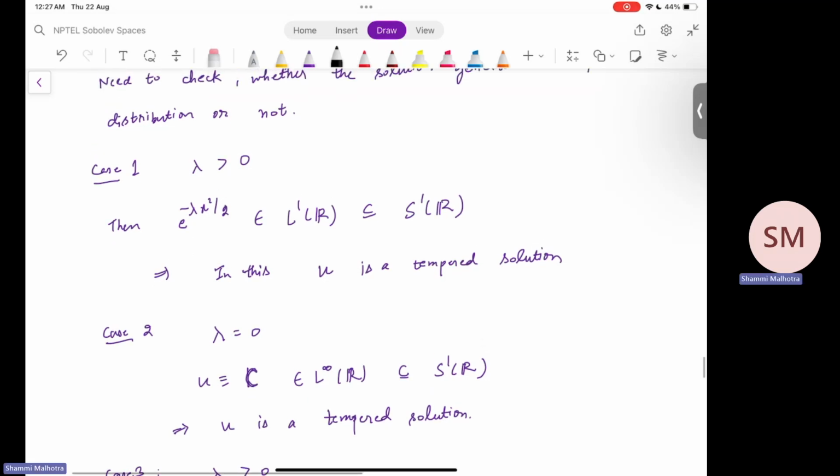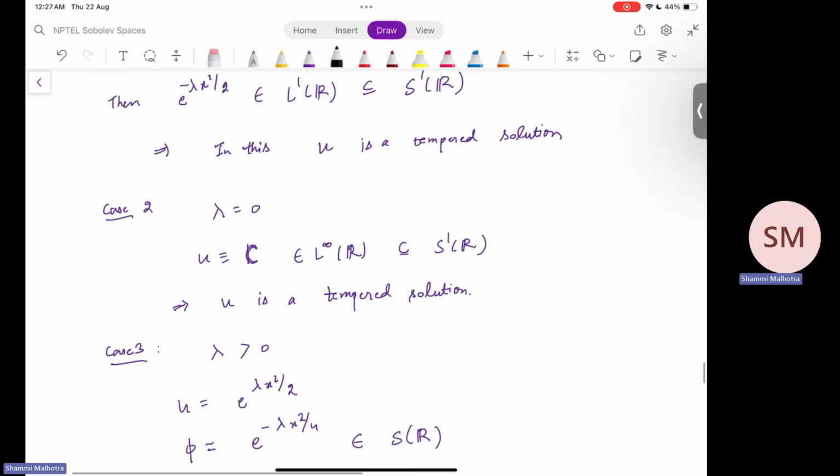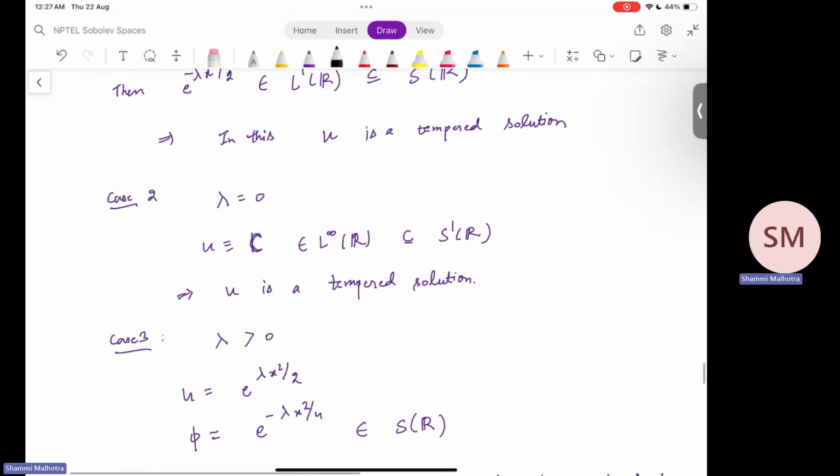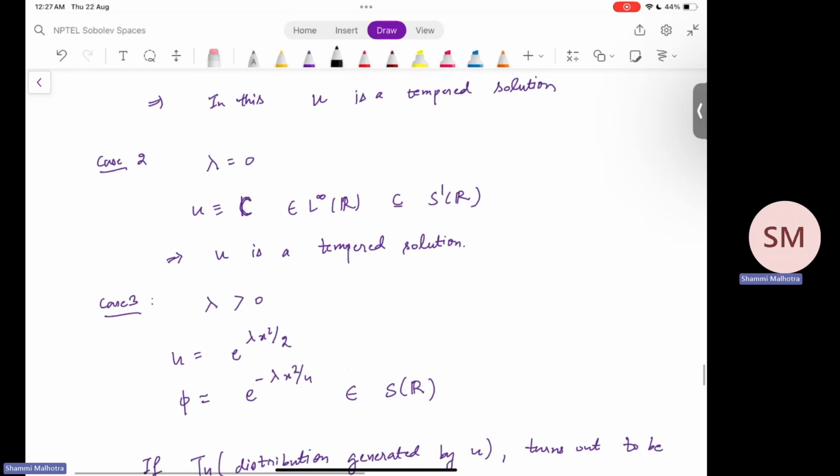Because I know that any integration of any cos space function is actually finite only. So this is actually a tempered distribution. So for the case lambda positive, my u is e raised to power lambda x square by 2. And if I take phi to be e raised to power minus lambda times x square by 4. This being a Gaussian function, this actually has a very exponential decay, more than Gaussian decay. This actually lies in the cos space, and we have seen this in the videos.